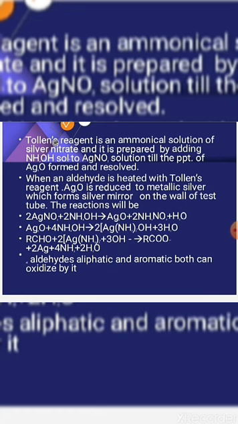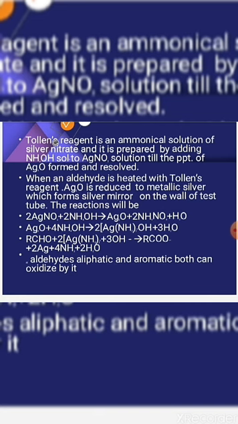Very first we will discuss Tollens reagent. Tollens reagent is an ammoniacal solution of silver nitrate. When silver nitrate is mixed with ammonium hydroxide, a precipitate of silver oxide is formed, and this precipitate redissolves in ammonium hydroxide and forms a complex. This complex, or basically we could say silver oxide, is responsible for oxidation of aldehydes into carboxylic acid.